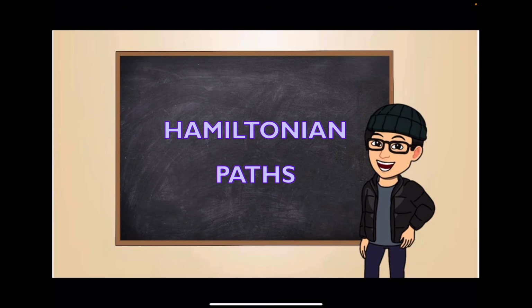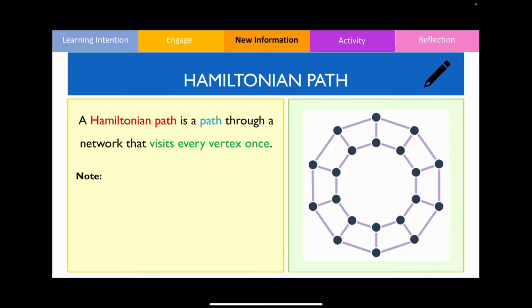Let's look at what Hamiltonian paths are. Now, if you recall what a path was in our previous lesson, we said a path was a route with no repeated edges and no repeated vertices at all. A Hamiltonian path, on the other hand, is a very specific type of path where you have to visit every single vertex that exists in that particular network. Let me show you an example of this.